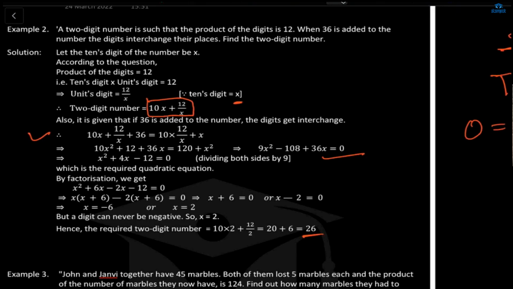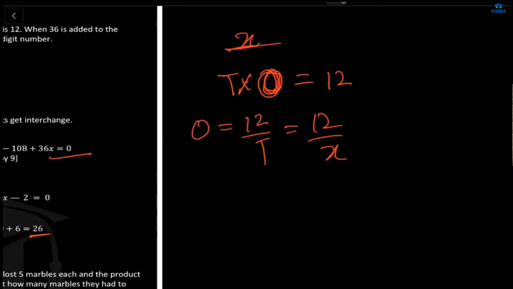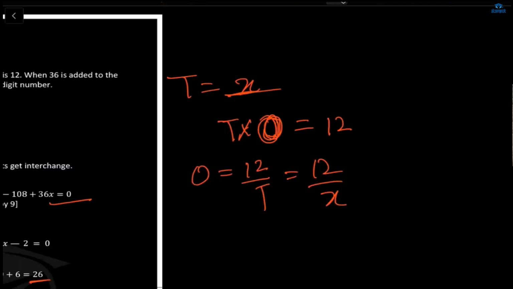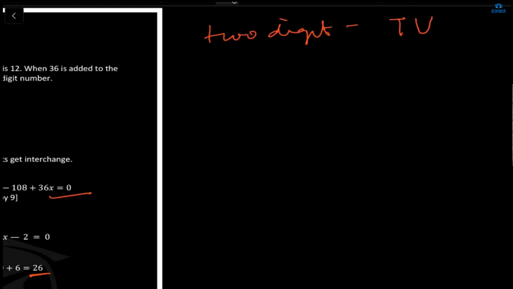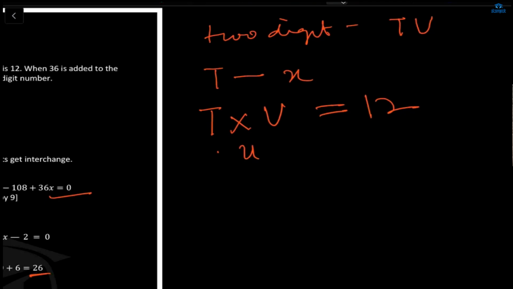Understood this? Whenever you see a 2-digit number, it means tens and units. So I am taking the tens value as x. It is given that if you multiply both the values, we get 12. So the units value will become 12 upon tens, which will be equal to 12 upon x. Understood?